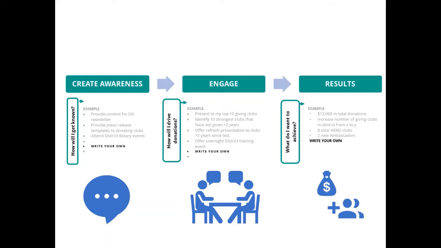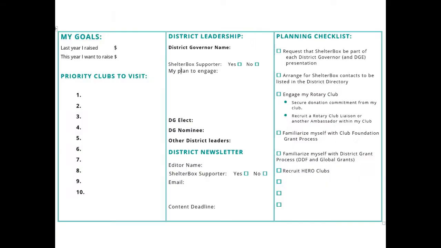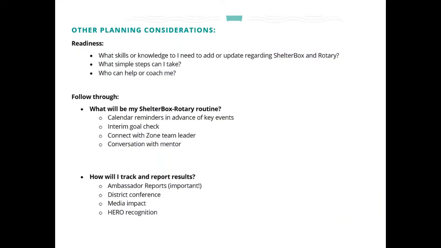So as you see with all of these, the final prompt at the end is write your own. So here's some suggested activities. The key is for you in your district, think about how you're going to create awareness, how you're going to engage people, and then the results that you want to achieve. So that's really that first page of the plan template. In the next sessions, in the next editions of this little planning and training exercise, we'll cover the general Rotary calendar. We'll cover more detail on engaging more deeply with your district. And then finally, how to make sure that you're ready to go the next step and report on and track the results you're seeking.